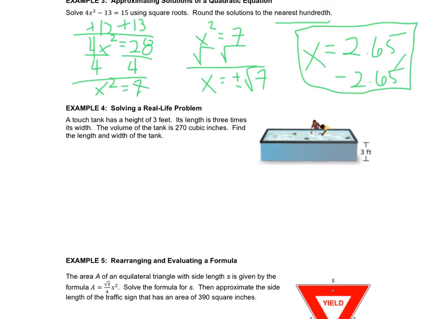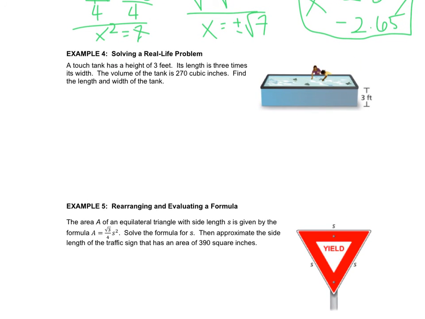Okay, next we're looking at the tank that we're trying to reach in and touch, probably stingrays or something like that, it looks like. It has a height of 3 feet. The length is 3 times the width. So on this one, I'm just going to put in a few of my own little notes. I'm going to say the width, I'm going to call x. That would mean the length would be 3 times that amount, or 3x.